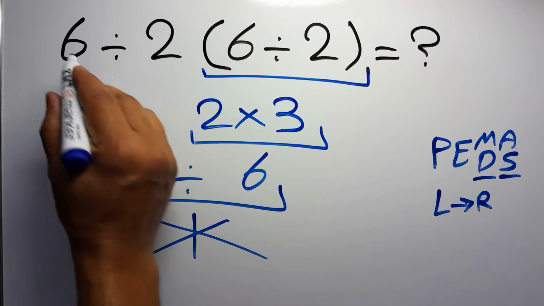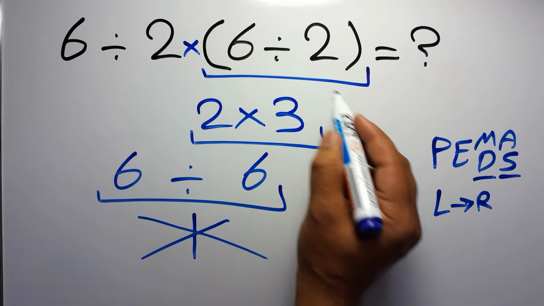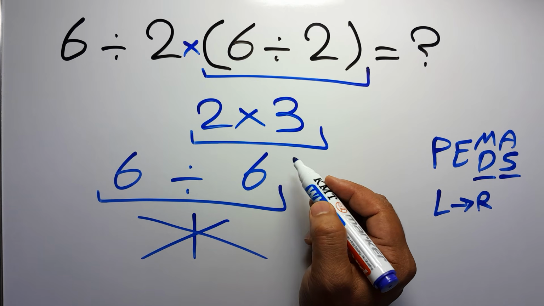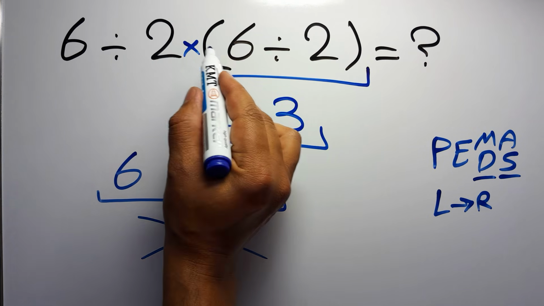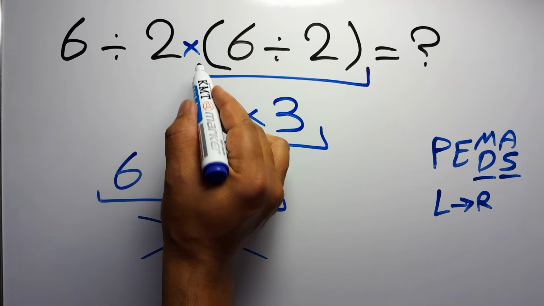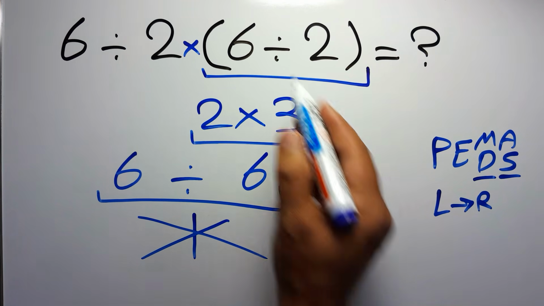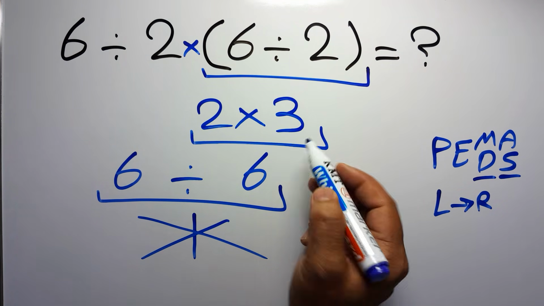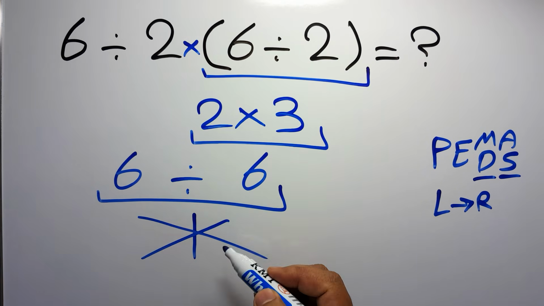In this expression, we have one division, one multiplication, and one parenthesis. Inside this parenthesis, we have one division. Here we have a multiplication, because in mathematics, when a number is placed next to parentheses, it means multiplication, and we usually don't write the multiplication sign for brevity. Okay, so according to PEMDAS, first we have to do this parenthesis, then this division, and finally this multiplication. If we do this multiplication before this division, it is wrong.